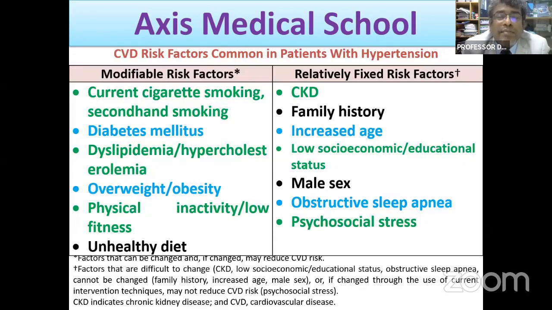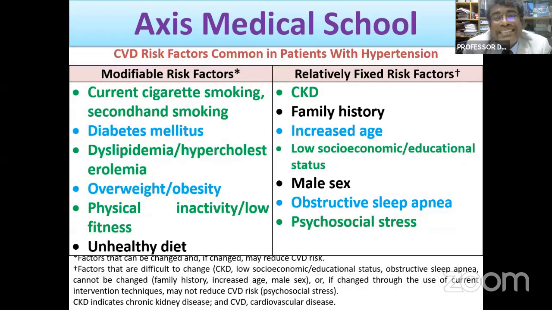Male sex: males are more predominantly vulnerable to atherosclerotic cardiovascular disease than females, actually before the menopause. Then obstructive sleep apnea. So obstructive sleep apnea is a relatively fixed risk factor, because if we control our weight, we can reduce it. If we can reduce our weight, obstructive sleep apnea usually improves. So this is a relatively fixed risk.